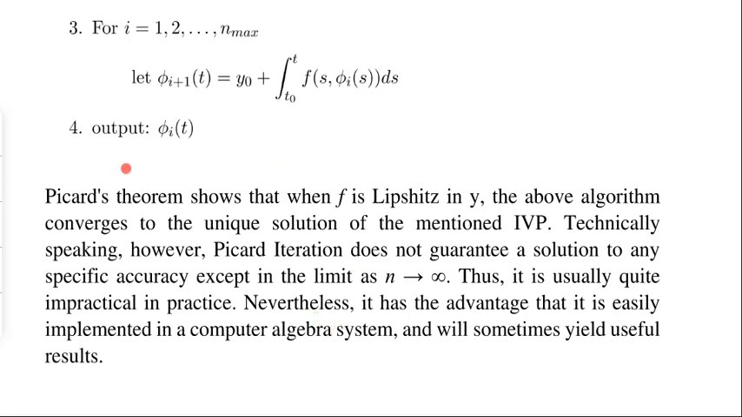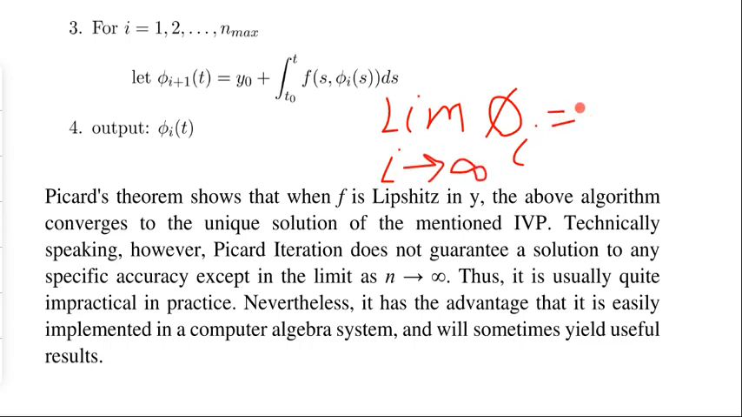In other words, the limit of the phi_i, when i goes to infinity, will be the unique solution of our problem.